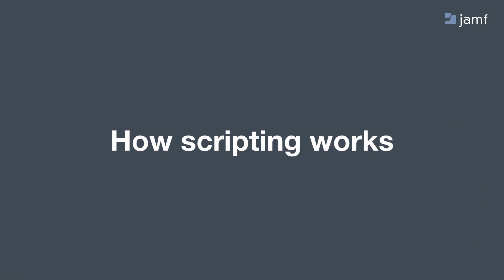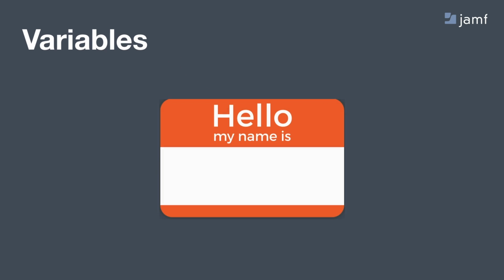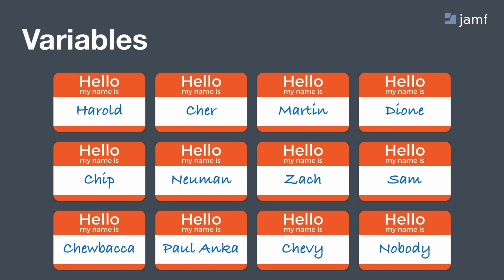Now let's move on to how scripting works. I can't cover everything, but I will cover the most commonly used scripting conventions that most Mac and Jamf Pro administrators will use. We'll start with variables. Variables are like fill in the blanks. They're placeholders for information that's going to come later, like the blank space in this name tag. The reason it's called a variable is that it could be anything. We just don't know yet until we actually need to use it.